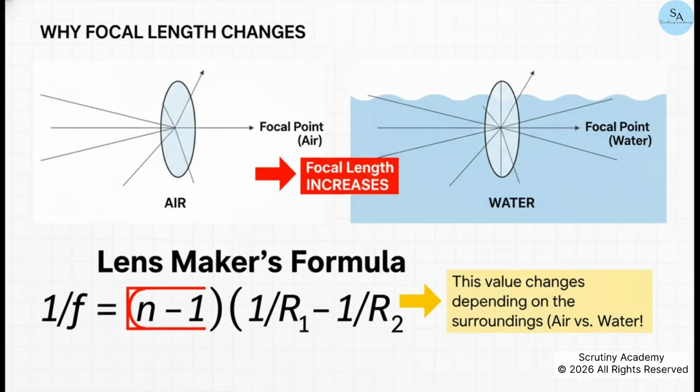Well, it definitely changes. The focal length actually increases. Why? Remember that lens maker's formula? The focal length depends on the refractive index, n, and that value depends on the medium surrounding the lens. So when you go from air to water, the properties of the lens change right along with it.